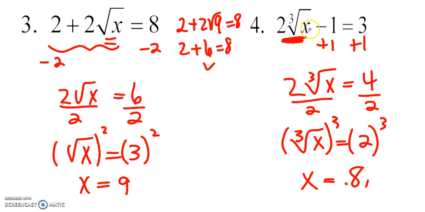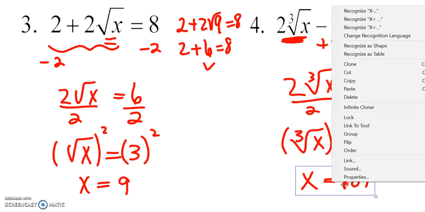So the cube root of 8 is 2. 2 times 2 is 4, and 4 minus 1 is 3. So now it checks out. Good. Not 0.88.